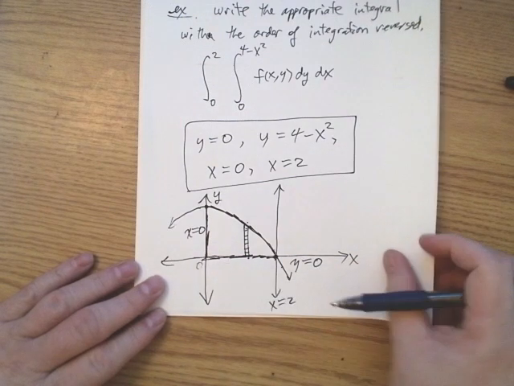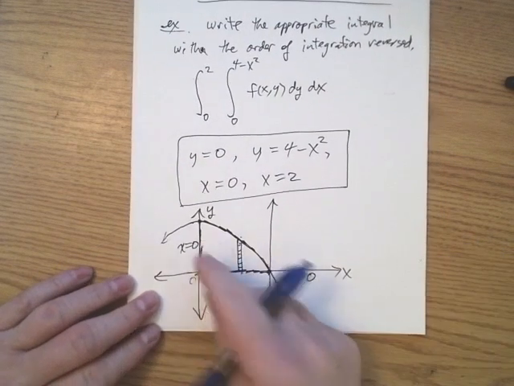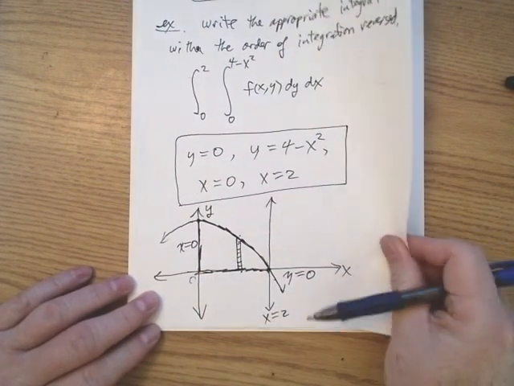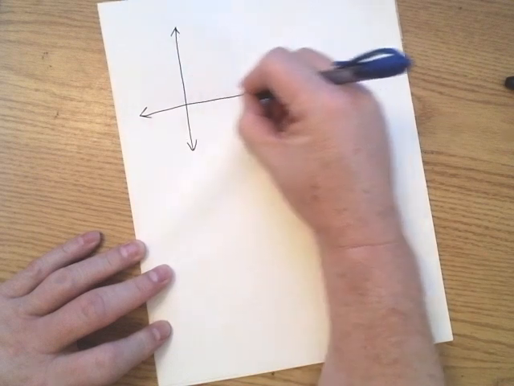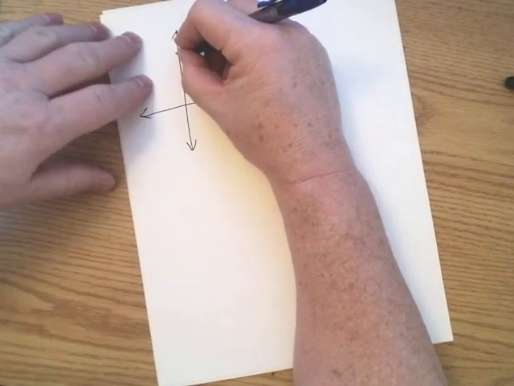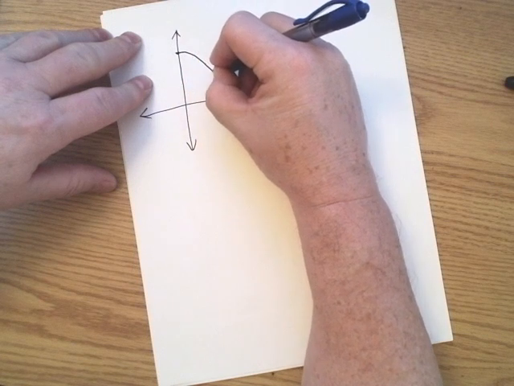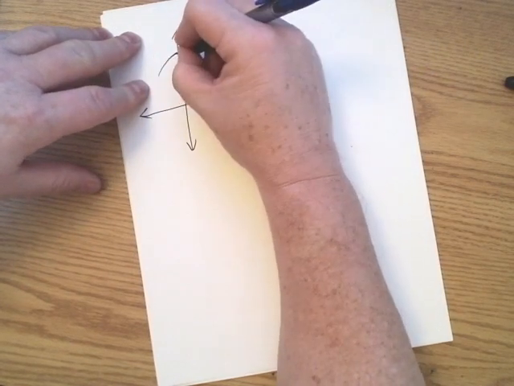Now, what I'm going to do is on the next page, I'm going to redraw this with a better picture, so the scale looks a little bit better. And then we'll reverse the order of integration here. Let's draw this a little bit better this time. This parabola, it's frowning here. It's 4 minus x squared.